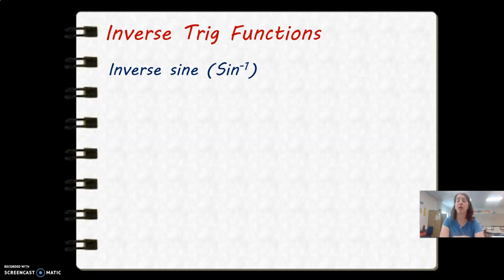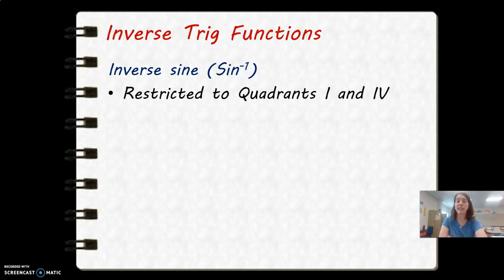Okay, so let's go ahead and mark this on our circle. For the inverse sine, for the capital letter, you're going to be restricted to quadrant 1 and quadrant 4. Quadrant 1 in that top right hand, and then quadrant 4 in the bottom right hand side of your circle. Now, how do I know which one I'm using?